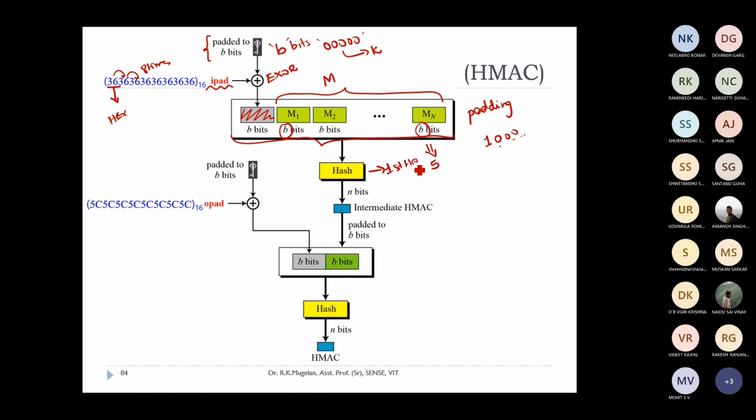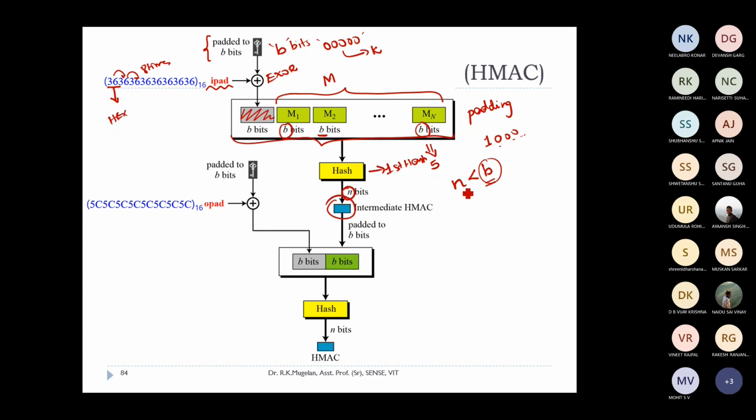You can use any hashing algorithm, whether MD4, SHA, or Whirlpool. This will give me some n number of bits. The one condition in choosing the B value is that n should always be lesser than B. You have to choose B so that it is greater than n, because you can't change n; based on the hashing algorithm you choose, the value of n is fixed. But you can vary the size of B accordingly. The ultimate output after the first hashing is called the intermediate HMAC.